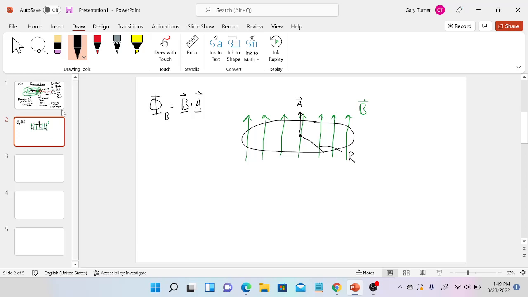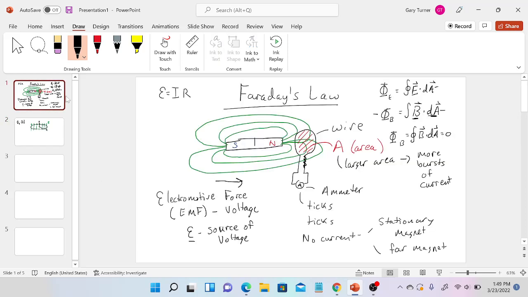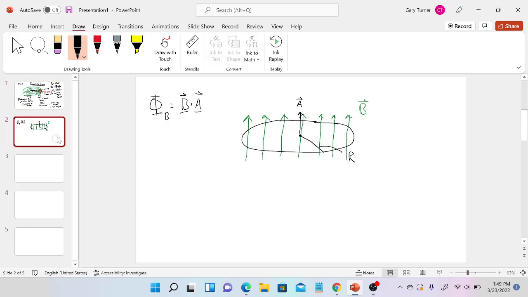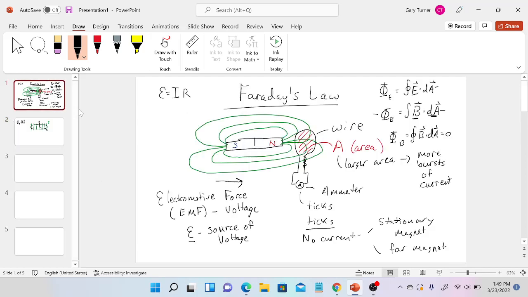But if we come back up here, we're not interested in just the flux. We're interested in why there is a current when I move the magnet or when I move the coil or when I change the size of the coil. So what this implies is that when I move the magnet, or when I change the size of the coil or when I change the position of the coil, any one of those, what I'm doing is I'm changing the amount of flux with respect to time.